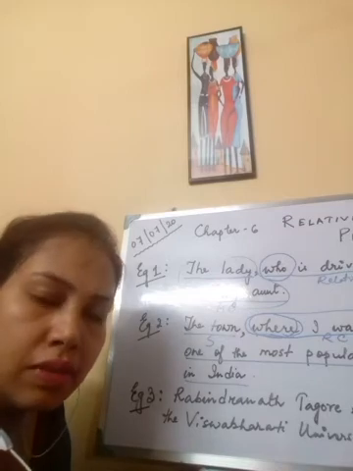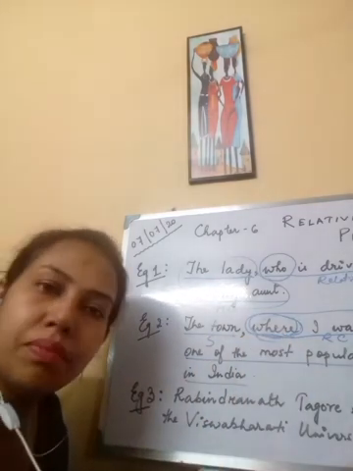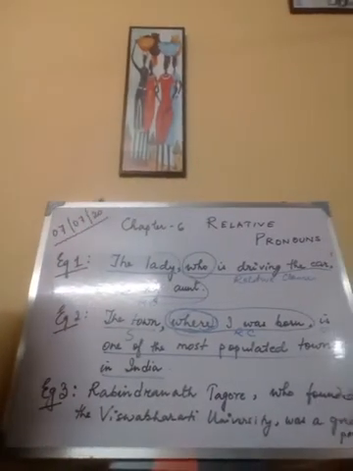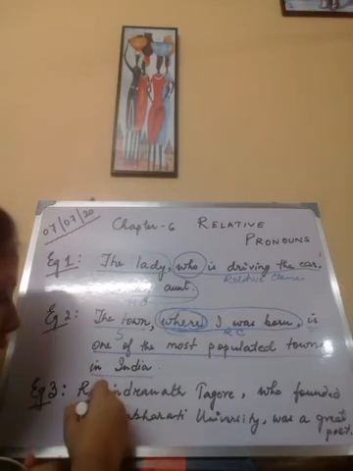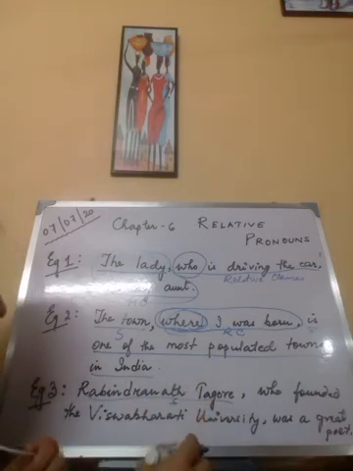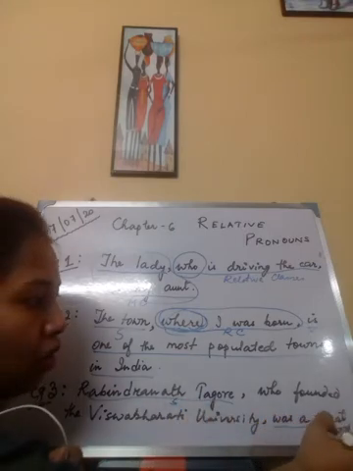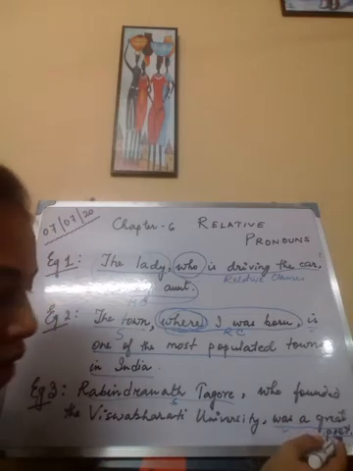The relative clause begins with the relative pronoun where. This is how relative pronouns are used. Look at the third example also. This says that Rabindranath Tagore, who founded the Vishwabharati University, was a great poet. Rabindranath Tagore is our subject here, and Rabindranath Tagore was a great poet. Was is the verb, a great poet is the phrase here.